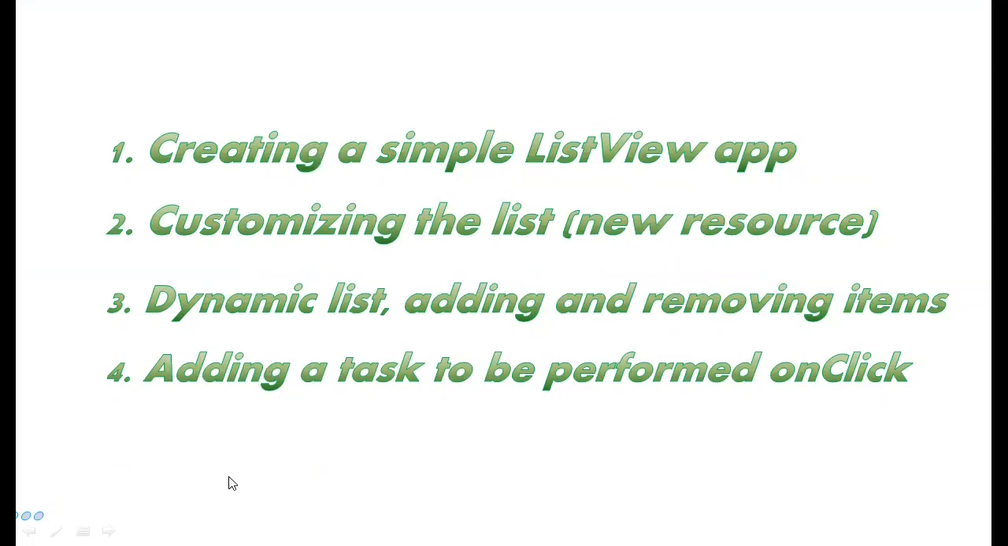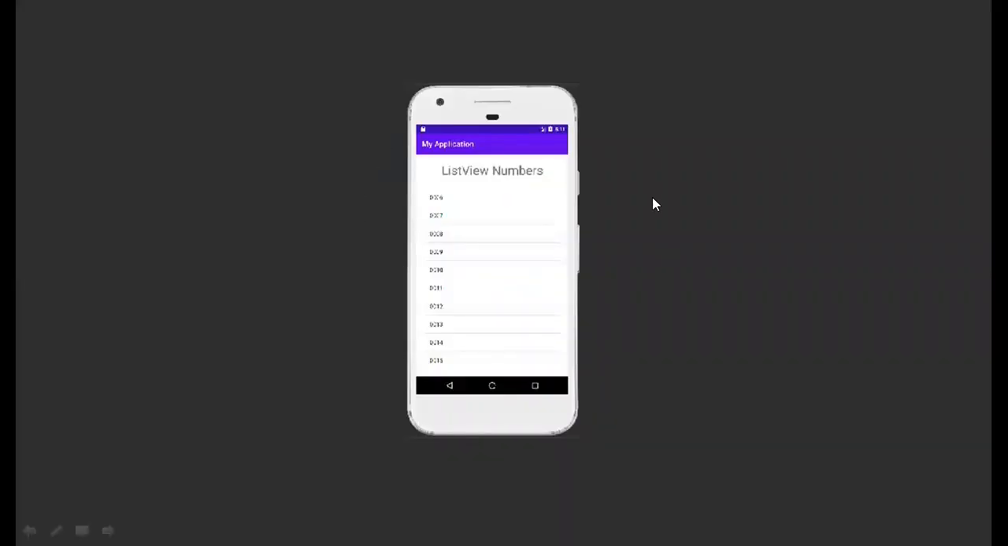So what we'll do exactly in this first video, this will be the app that we'll build. It will have a text view on top and the list underneath with some numbers, just some random numbers, one after the other, displayed in this list. Okay, let's go to Android Studio and see how it's done.